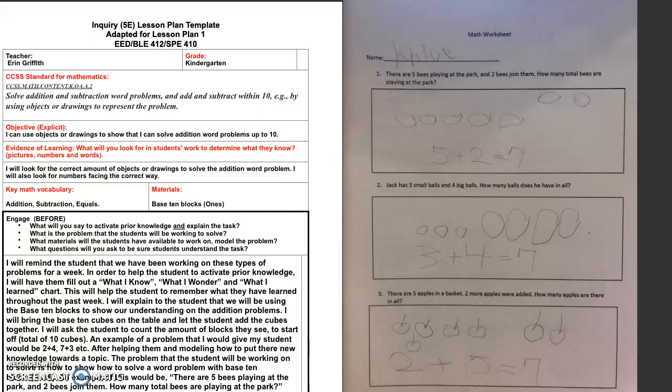On the left side of the screen, I've displayed my lesson plan, and on the right side of the screen, I've displayed my students' work. The standard that I focused on during my lesson was to solve addition and subtraction word problems, and add and subtract within 10 by using objects or drawings to represent the problem.